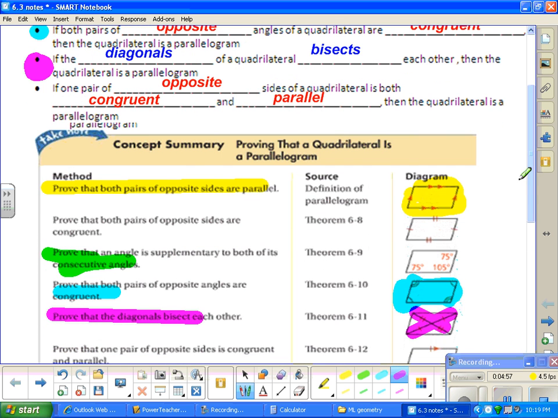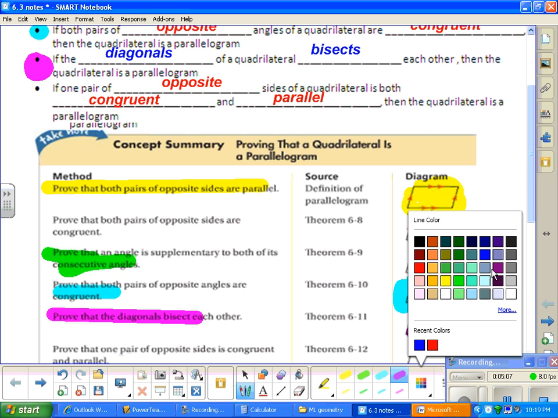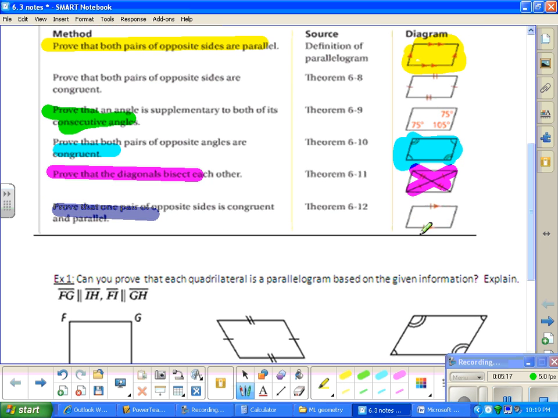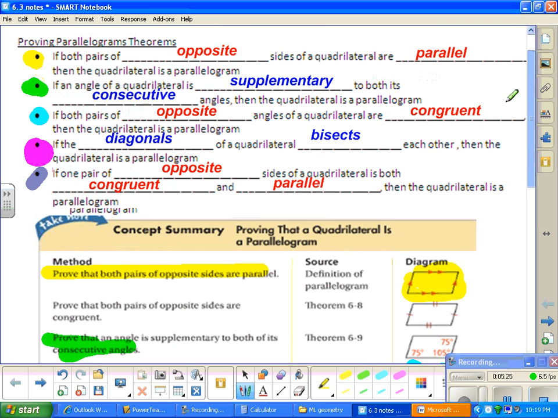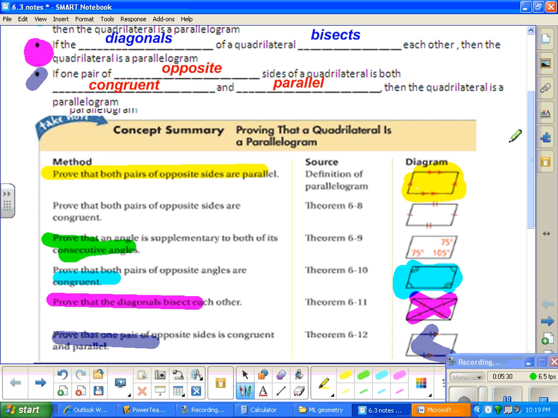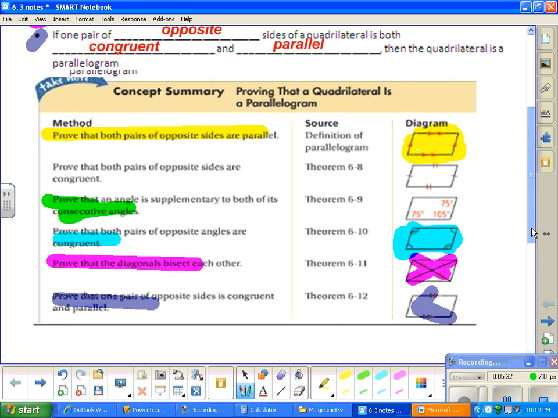And if one pair of opposite sides of a quadrilateral is both congruent and parallel, then the quadrilateral is a parallelogram. Which goes with this one, and here we have a picture. They're both congruent and they are parallel. Okay. So this is just something that you need to read over. You don't necessarily have to memorize it, but you have to be able to look at a picture and know what it means.